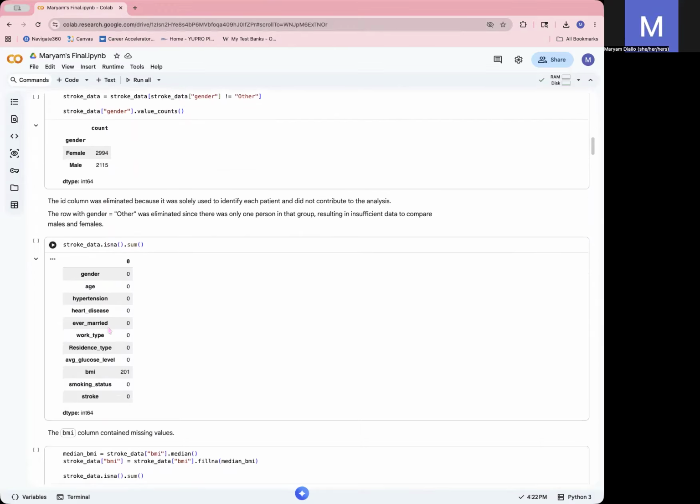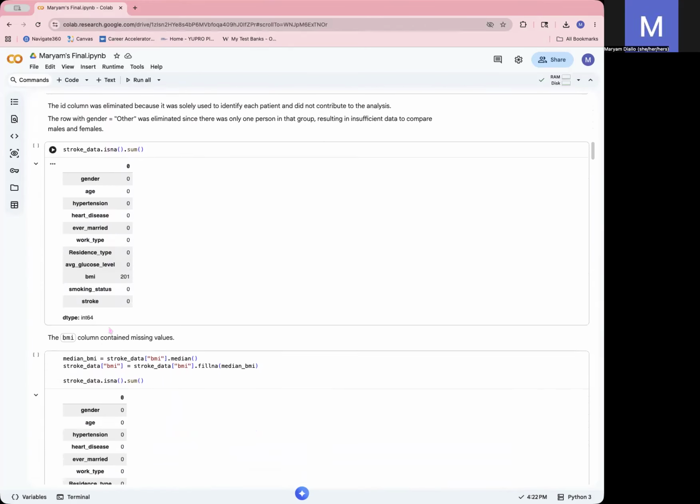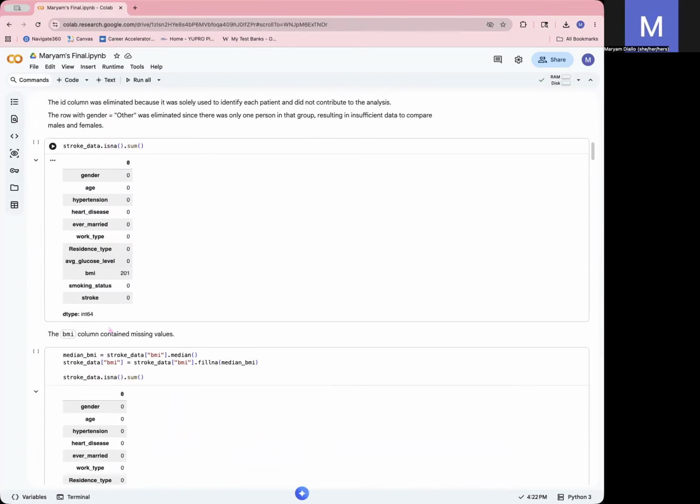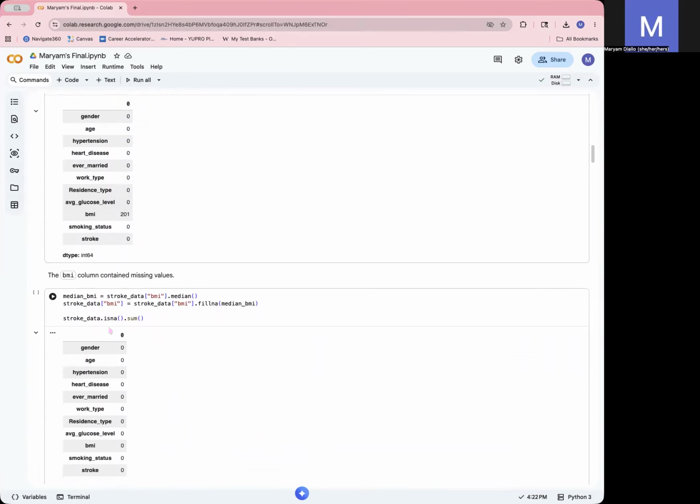Next up, I checked for the missing values. We had about 201 missing values in the BMI, and I filled those using the median BMI from the data set. I chose the median over the mean because BMI data in health data sets tends to be right skewed due to outliers on the high end, and the median is more resistant to that.